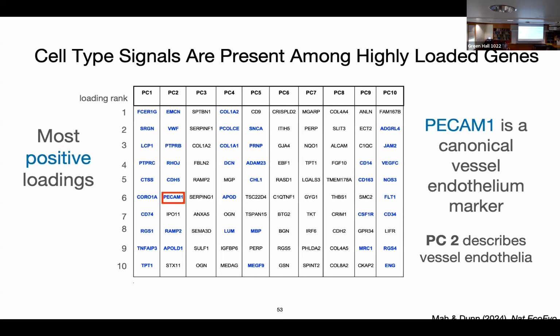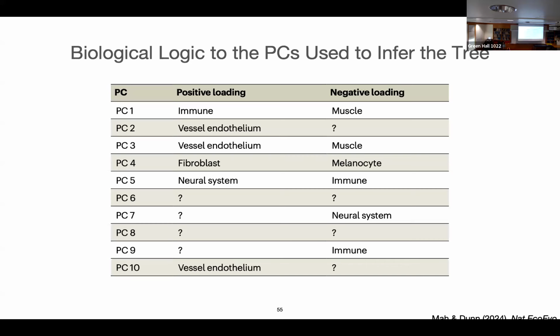So the first thing we did was examine what our principal components represent. We did a gene ontology analysis of the most highly loaded genes and found that they seem to describe cell type specific signals. So this is a table of the ranked most positively loaded genes. And I've highlighted the genes in blue that appear to contribute to a cell type signal. For example, PC2 produces vasculogenesis GO terms, and we find that PECAM1, the canonical vessel endothelium marker, is the 6th most highly loaded gene. So the PCs have a biological logic to them. They describe broad patterns of gene expression that define the function and identity of these conserved cell type clades.